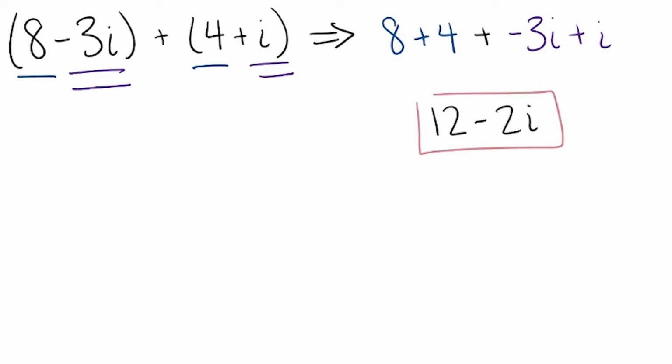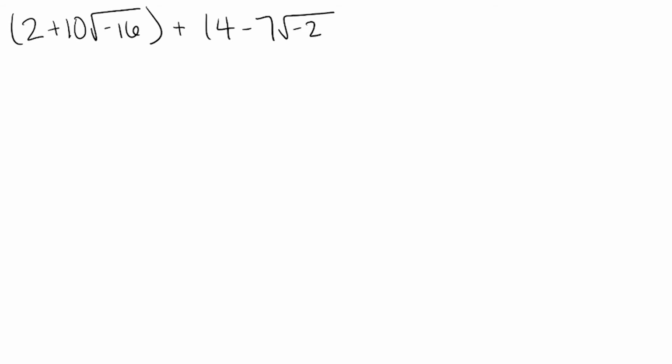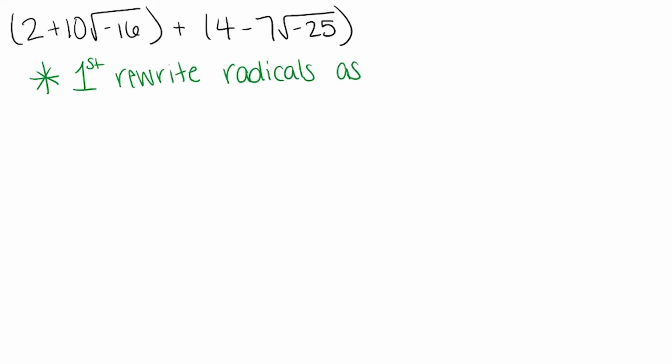Let's take one more example. 2 plus 10 square root of negative 16 plus 4 minus 7 square root of negative 25. So again, the very first thing we want to do is rewrite our radicals as imaginary numbers.